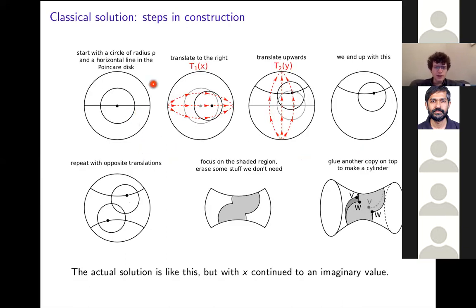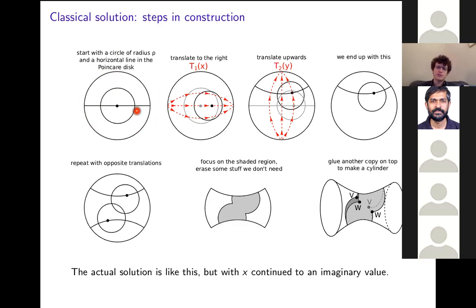So let me show you how to construct the solution. It goes in steps. This big circle is the Poincare disk, the two-dimensional hyperbolic space. We're working in JT gravity, two-dimensional gravity. This circle is the Poincare disk, and this is a horizontal line that we drew through it. Then there's a smaller circle inside the Poincare disk. That's what this drawing is.